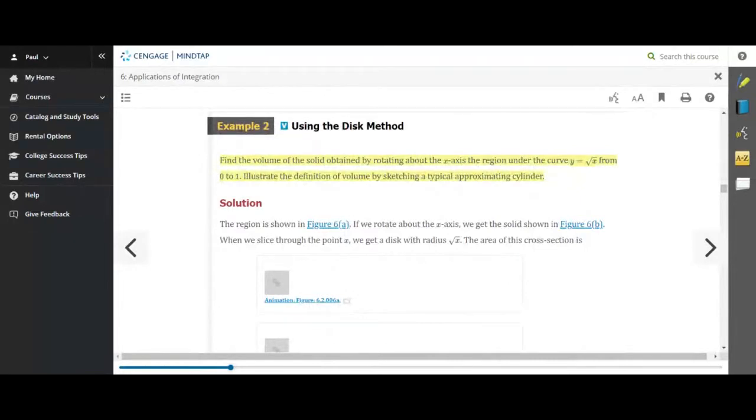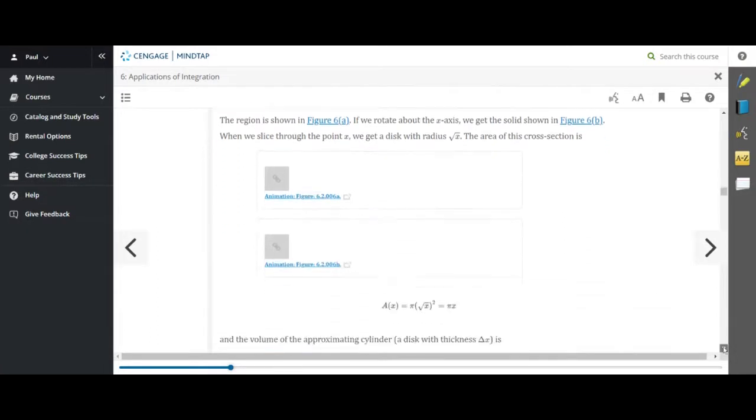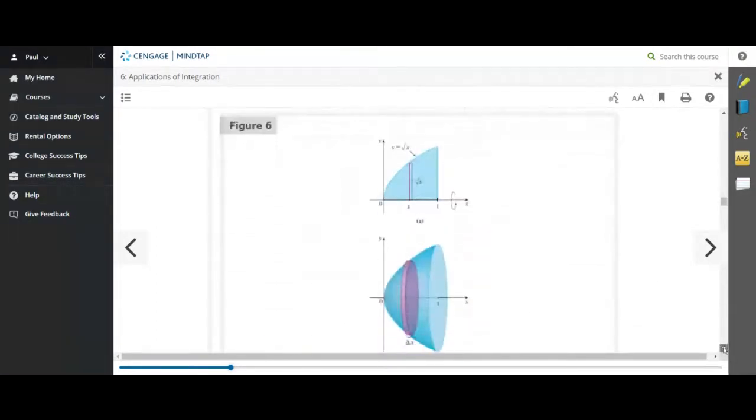Okay, so find the volume of the solid obtained by rotating about the x-axis the region under the curve y equals square root of x from 0 to 1. Illustrate the definition of volume by sketching a typical approximating cylinder. So, all right, well, let's look at the picture here. Figure 6. This is what we're doing.